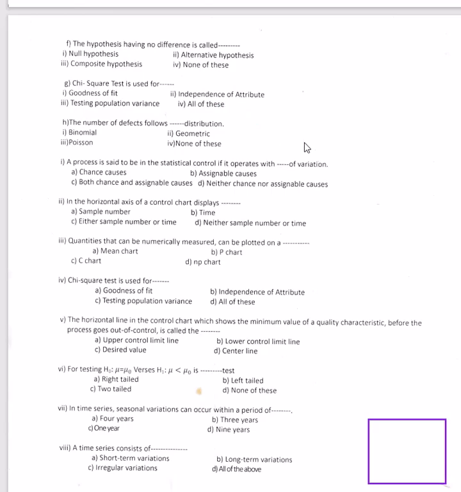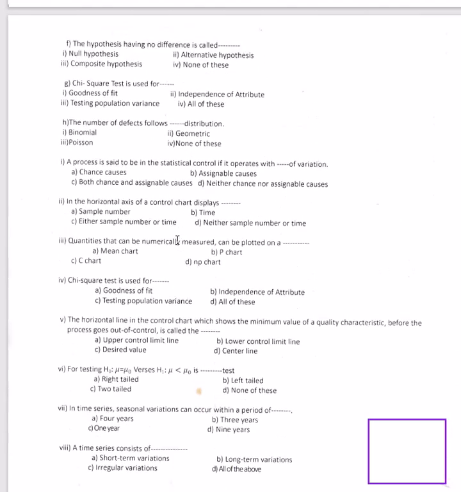The number of defects follows which distribution? There are two charts: one is a defect chart and the other is a defective chart. The number of defects follows a Poisson distribution, and the number of defectives follows a binomial distribution. See, there is a difference between defect and defective. If the word defective appears, it is a binomial distribution. If the word defect appears, it is a Poisson distribution.